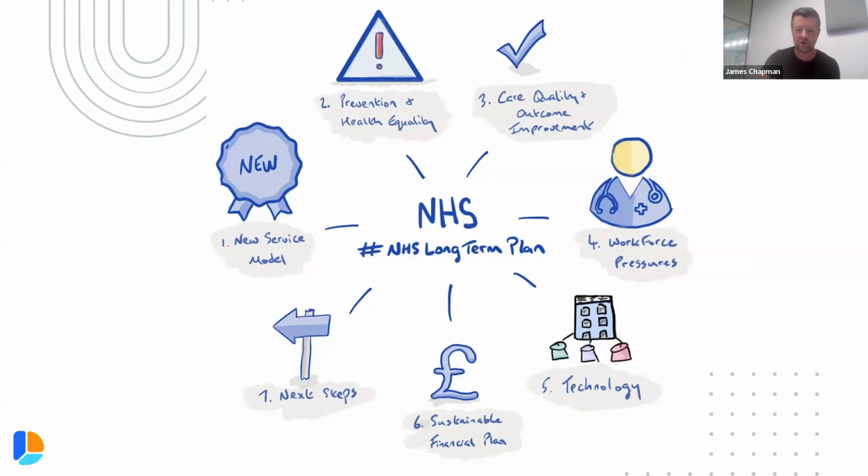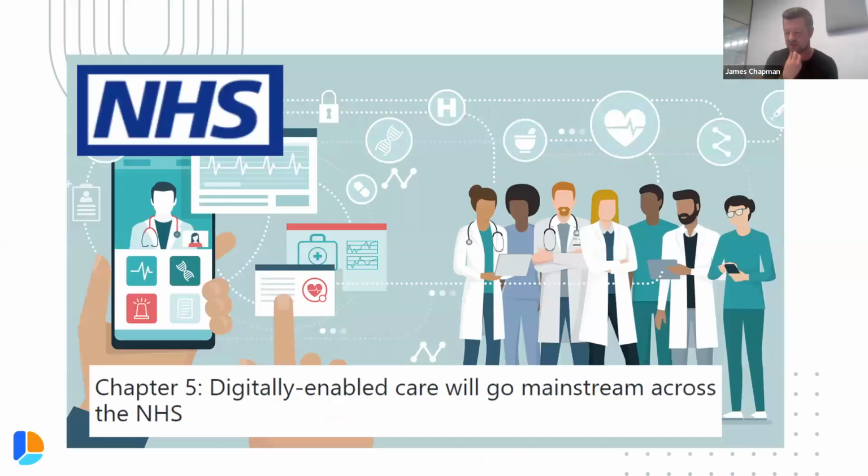So I'm not going to go through all of the other areas today because the topic we're here to talk about is technology. I'm not going to go too deep into the long-term plan either because it's publicly available, and if people want to go and dig into it, they can do. But effectively, chapter 5 of the long-term plan sets out the goal that digitally enabled care will go mainstream across the NHS. This will obviously be beholden to funding and changing priorities and government policy setting.